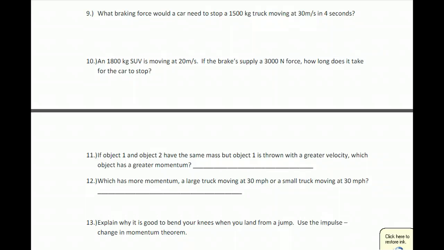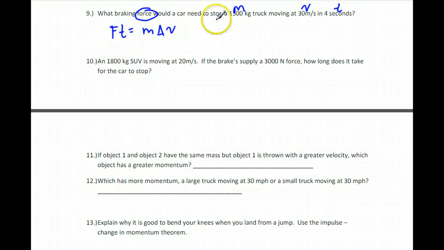Let's move on to number 9. Number 9 says, what braking force would a car need to stop a 1,500 kilogram truck moving at 30 meters per second in 4 seconds? So I'm looking for force. I have a mass, I have a velocity, and I have a time. So I'm going to use this formula, Ft equals mass times delta V, and I'm going to solve for F. So I have F times 4 equals 1,500.